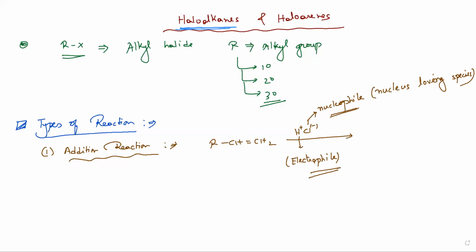So addition reactions means this H and Cl are added to this compound. That's why these are named addition reactions. Suppose Cl is added here and this one is CH3. Cl and H are added. These are called addition reactions. The second type of reaction is basically the elimination reaction. I will discuss all the reactions later.